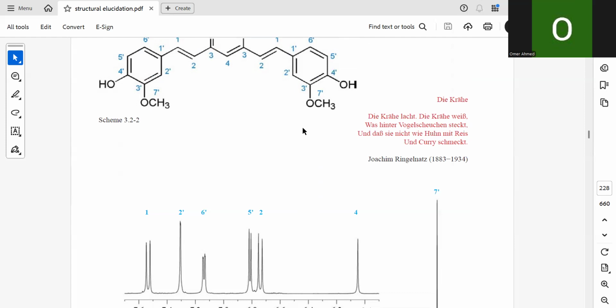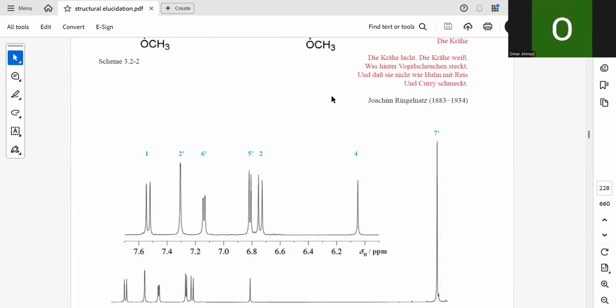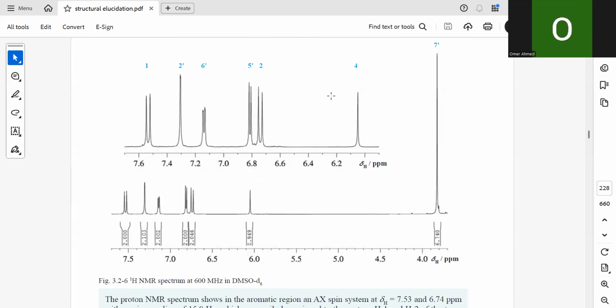1 and 2, this one is olefinic in the trans form. And we can know this from the J value. If the J value is 16 or 15.8, the two protons are in the trans form. If it is between 6 to 12, it indicates the cis form. Okay.